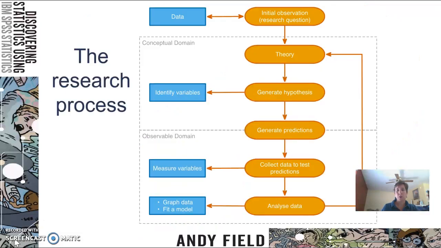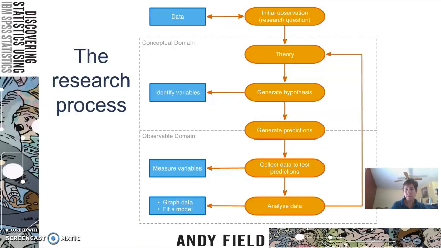Okay, so here's the research process. You've probably seen this. Let me move my screen here a little bit so that you can see. There you go. All right, so your data, you've got an initial observation, you've got a theory that drives that initial observation, you've got to generate a hypothesis, and you're identifying variables within those hypotheses. You're going to generate predictions. Based on those predictions, you're going to then go out and collect data to test those predictions, which means you're going to measure variables.